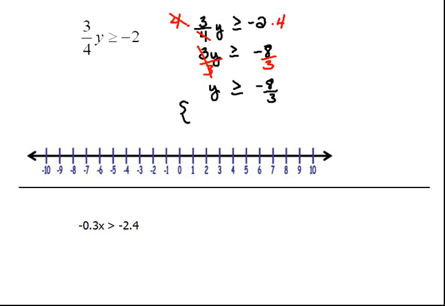Written in set builder, this would be the set of all y's such that y is greater than or equal to negative 8/3. Now to get an idea of where this will be graphed, we need to actually do the division, and we find out that that is about negative 2 2/3. So we put our closed circle at negative 2 2/3, and the things that are greater would be to the right.